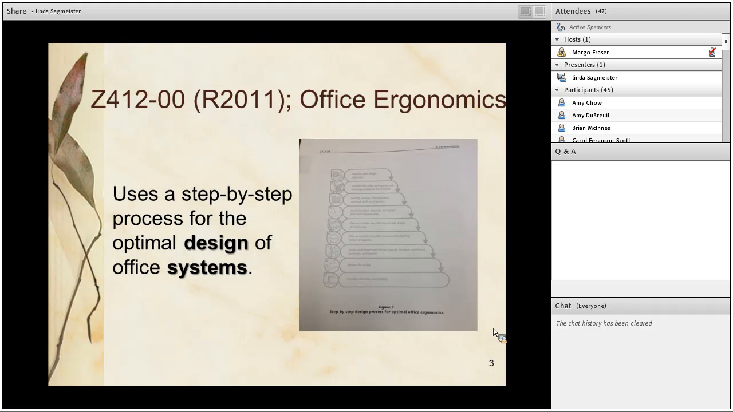The really unique thing about Z412 is the way it's laid out. The funny part is it's actually called a guideline, but it's a standard. And the unique thing about it is this step-by-step process used within the book, and it is a book, so that you can design systems optimally.